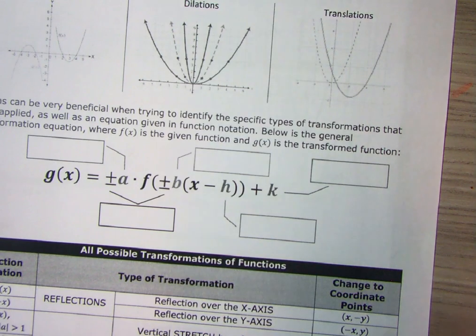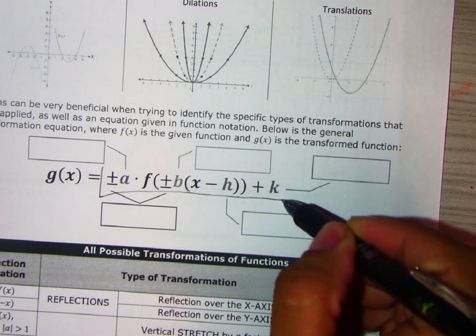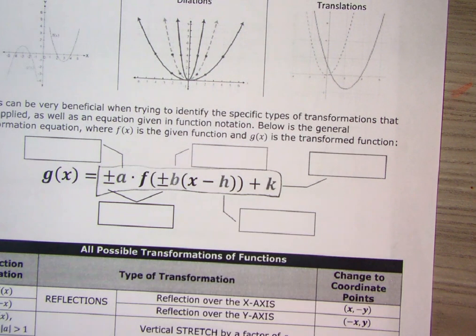In class, I explained how the template for a transformation technically has all these letters right here, A, B, H, and K. Those four letters are the ones you can manipulate with different numbers in order to change the transformations of any function, actually, not just parabolas. So what you need to remember is what each one does.